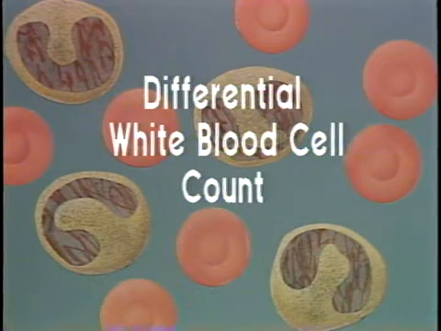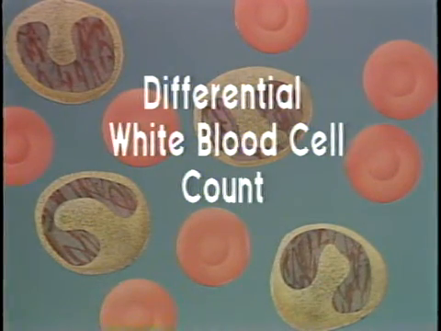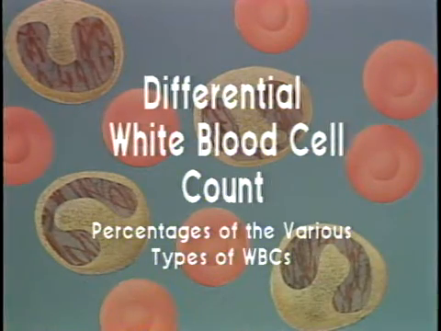The final component of the complete blood count is the differential white blood cell count. This is a measurement of the percentages of the various types of WBC in a blood sample.